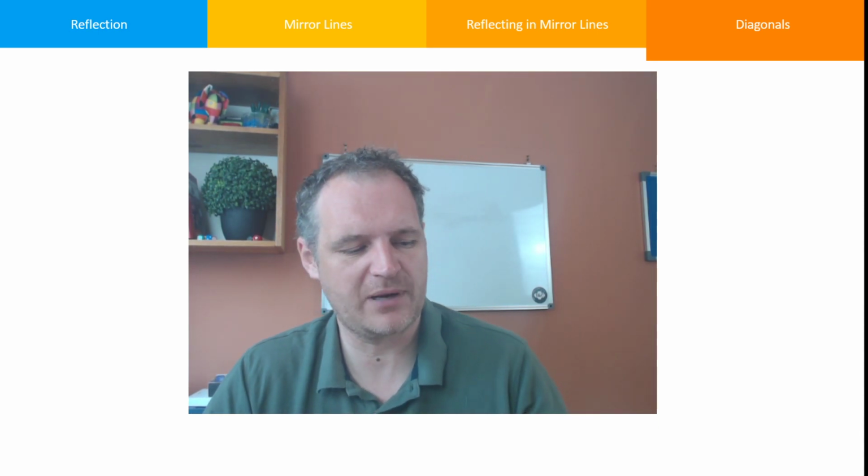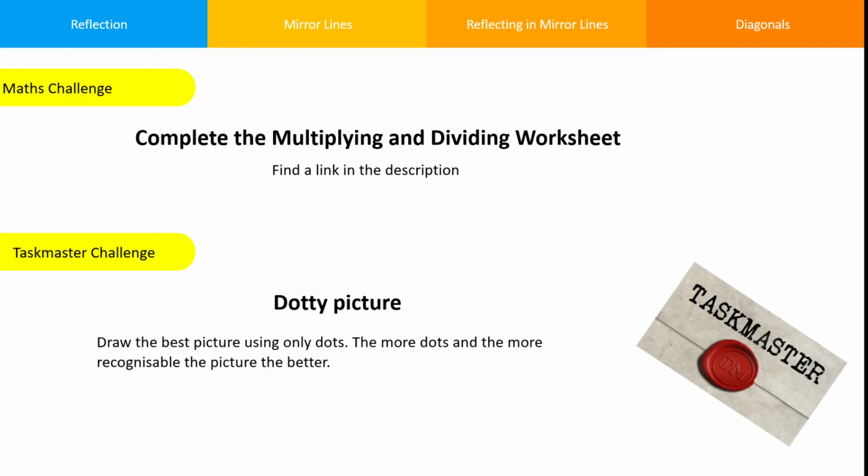In the description below, there's a worksheet on practicing multiplying and dividing, no, that's not what it is. It's reflection. I'm sure I changed that. Complete the reflections worksheet. I could be certain I changed that. And then the dotty picture Taskmaster is what we're doing today. It is the best dotty picture thing.